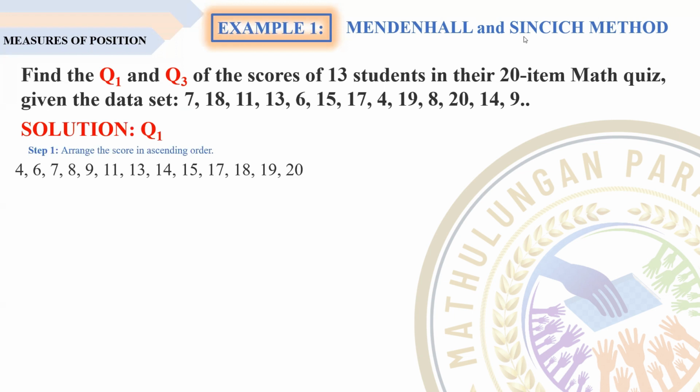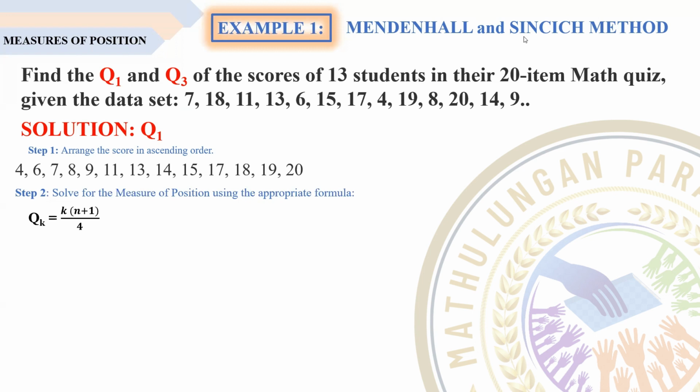Now, let us proceed to our step 2. Solve for the measure of position using the appropriate formula. So ano ba yung hinahanap natin? So ang hinahanap natin ay quartile 1. Therefore, ang gagamitin nating formula ay yung para sa quartile na Q sub k is equal to k times n plus 1 all over 4.